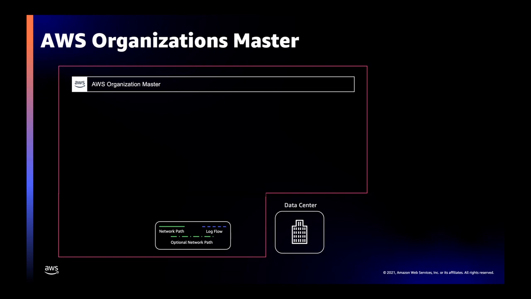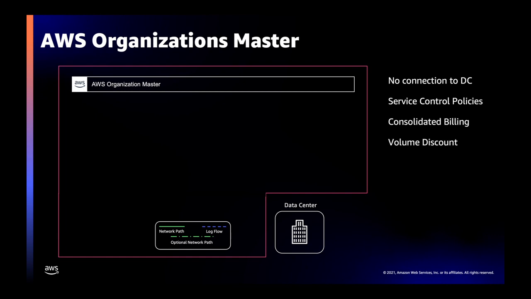So we start off with the organizational master account at the top. This is the organization's admin account, where you're inviting accounts, doing your OU structure, and creating your SCPs. If we imagine an existing enterprise with a data center and some services running on-prem, the organizational master account would not have a connection to that data center. It wouldn't be needed. It's where we create those SCPs, where consolidated billing happens and where you can view that bill. Then customers can start thinking about things like volume discounts.